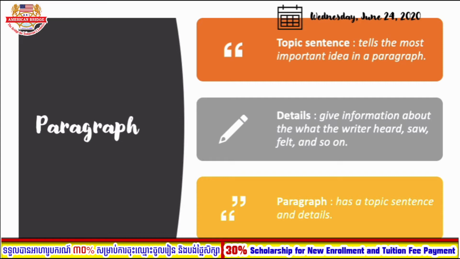When you are learning the writing skill, you should be familiar with three terms. The first one is topic sentence, the second one is details, and last but not least, the paragraph itself. First, what is a topic sentence? A topic sentence is a sentence that tells the most important idea in a paragraph. Only one sentence, it contains the most important idea so that the reader can know what the whole paragraph is about.